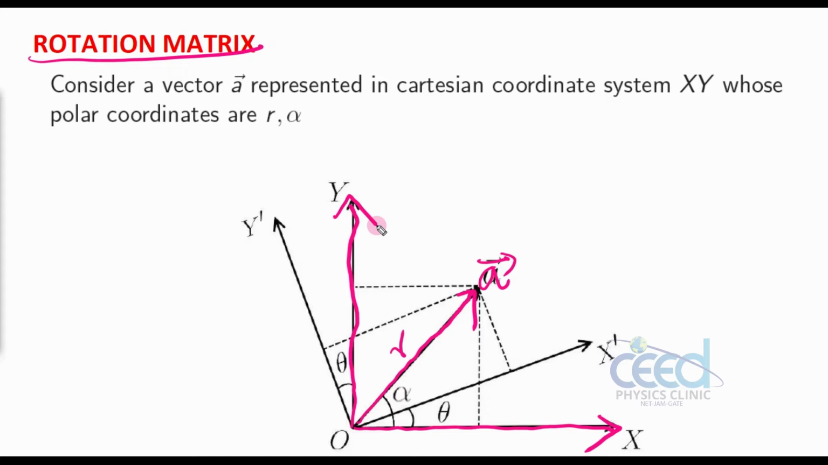Now I have to represent this same A vector with the magnitude R in another coordinate system. So let me represent it with another color. This x dash and y dash is a new coordinate system which has rotated by an angle theta. So here also again the angle theta. In terms of this new coordinate system, how can I represent this vector r? That we are going to check now.